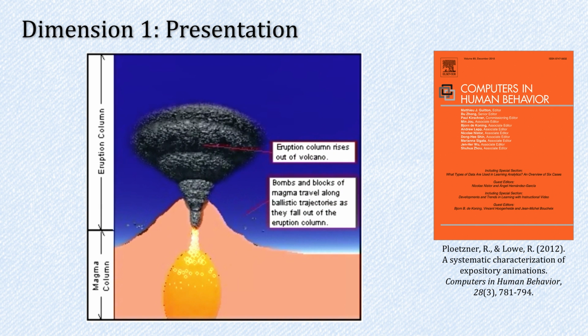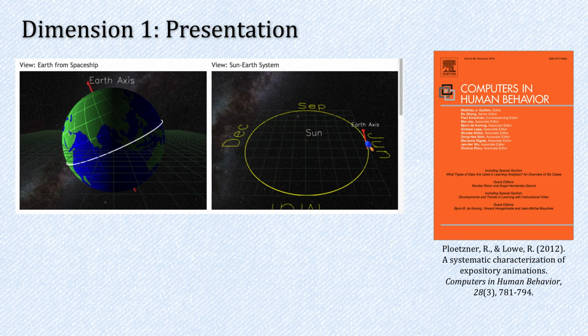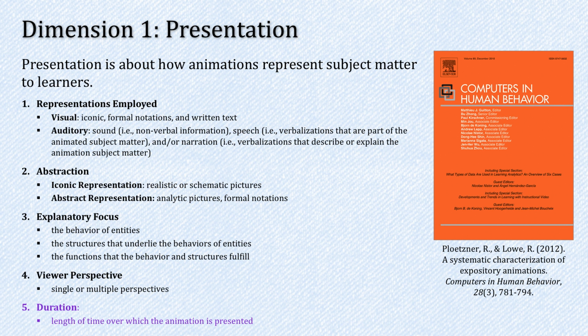Okay, great. So moving on, another subdimension of how animations present information is the viewer perspective. And of course, animations can show, just like video, single or multiple perspectives. Here's an example of an animation about seasons, and it's showing multiple perspectives of the same information. Another subdimension of how animations represent subject matter is the duration, the length of time over which the animation is presented. That can be very short or even up to 15 or 20 minutes.